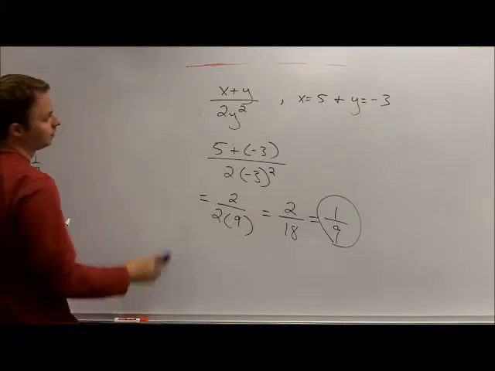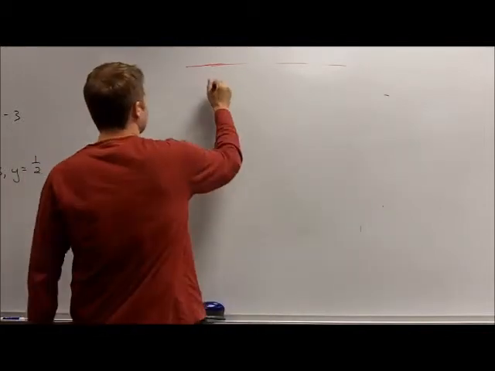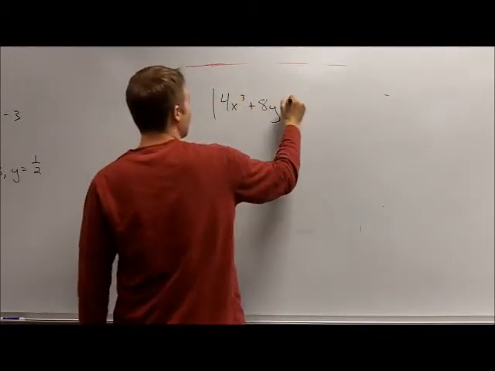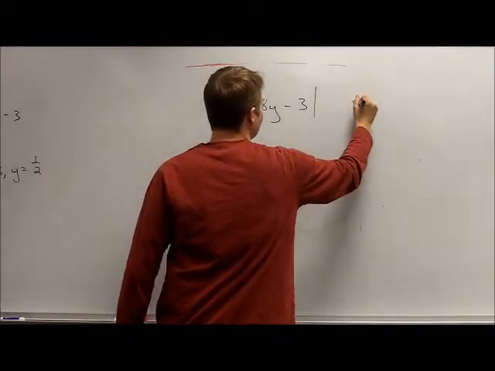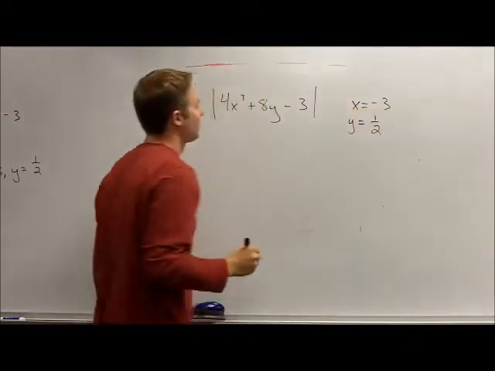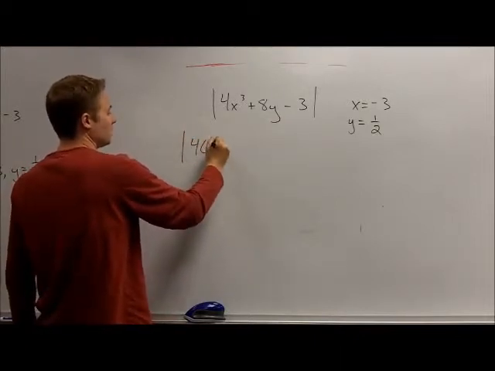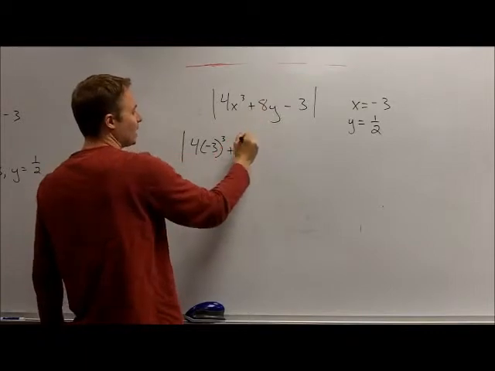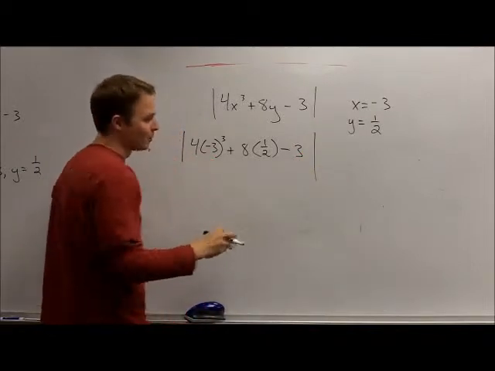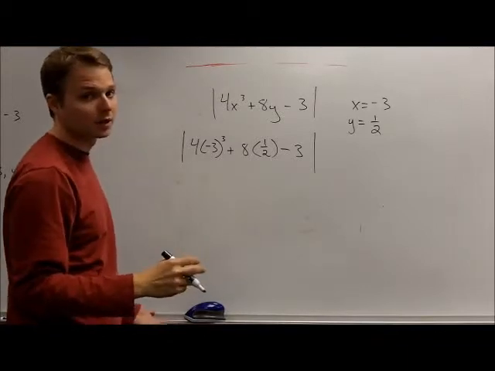We'll try one more. So the absolute value of 4x cubed plus 8y minus 3, evaluated when x equals negative 3 and y equals 1/2. Again, I'll just go through, and every time I see an x, I'll replace that with a negative 3. And then every time I see a y, I'll replace that with a 1/2. There's nothing here, so this just remains negative 3. Don't forget your absolute value signs. If you do, then you could possibly get the answer wrong at the end. You might get a negative version of something that should be positive.